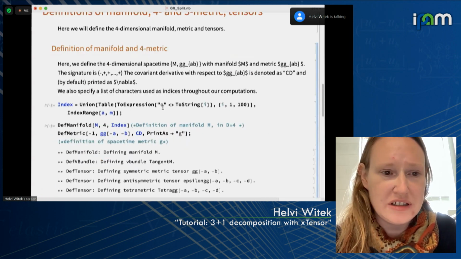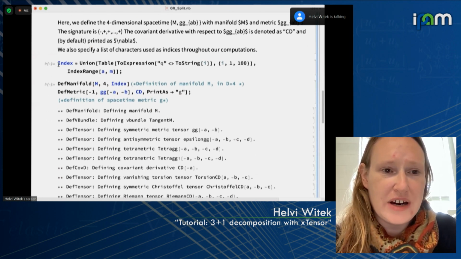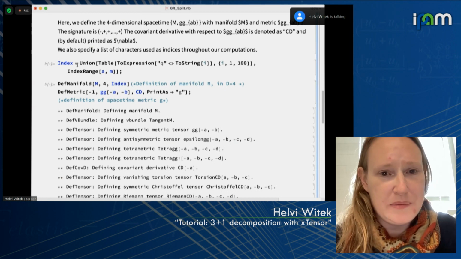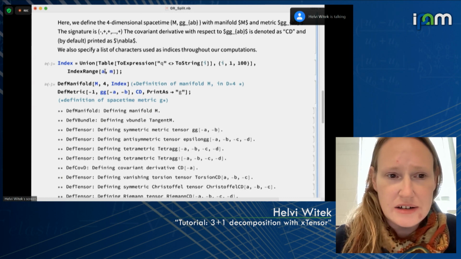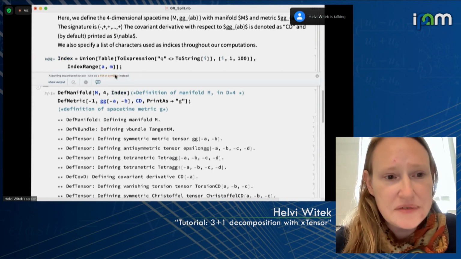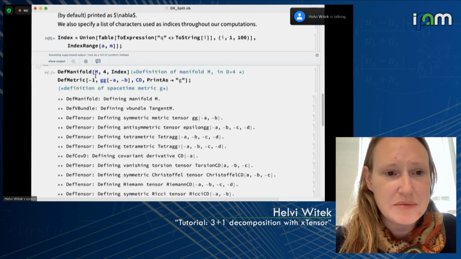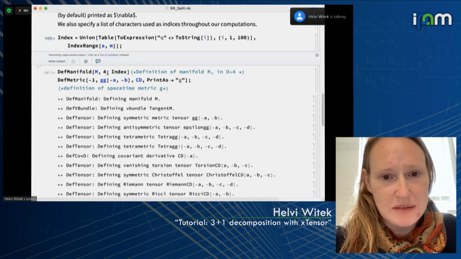So let's do that first. The very first thing I'm doing here is defining a list of indices. I'm using lower letters a to m for my index list. I'm then defining a manifold here. I'm labeling this manifold as capital M. I'm saying that my manifold should have 4 space-time dimensions, and I'm giving it the list of indices that I just defined here.